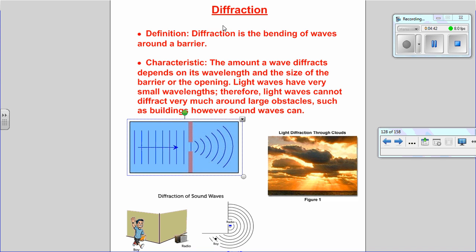That's why if I'm sitting at my desk and I can hear students in the hallway long before I'm going to be able to see them, that's because those sound waves are diffracting more than the light waves. Here are a few picture examples here of diffraction.